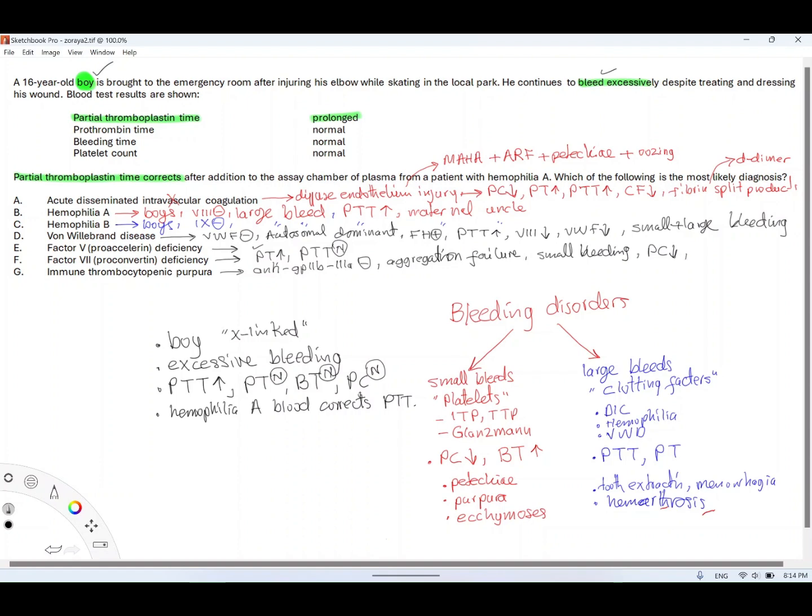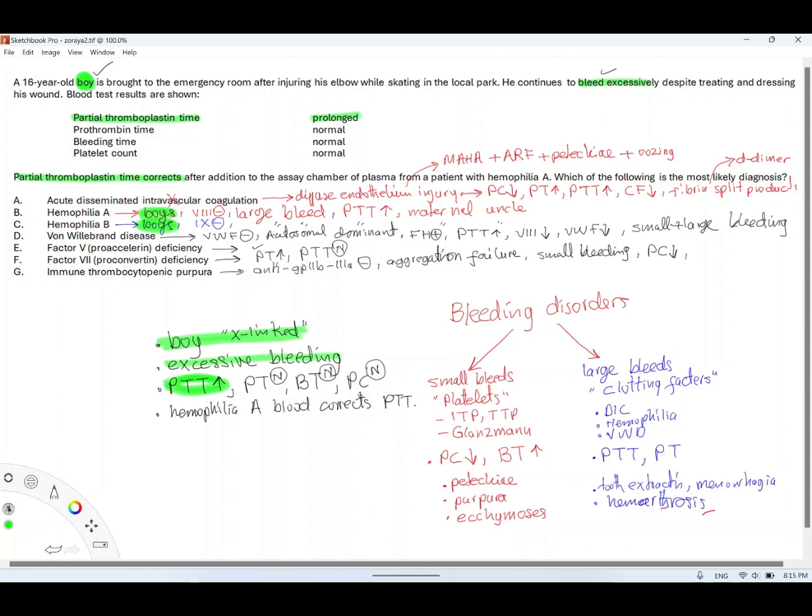Okay, so now that we understand all of this, let's look at our choices. We're looking for a disease that is X-linked amongst these. The only ones so far are hemophilia A and hemophilia B. So these are X-linked, and immediately we can cross out the rest. That's one way of doing it. And then we have excessive bleeding. All of them have excessive bleeding, so that's okay.